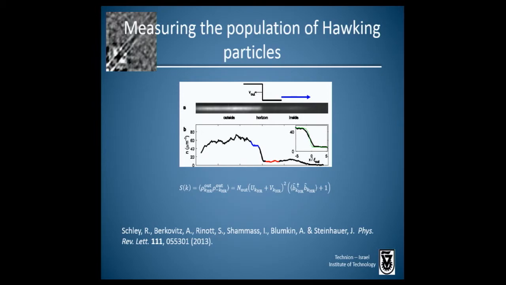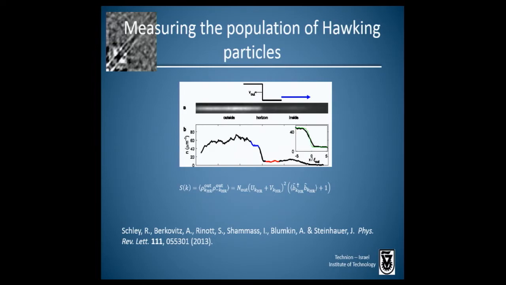So we can also extract the population of the Hawking radiation. So we look in this blue region, and we compute the power spectrum of the fluctuations in this region. And this is using a technique which we developed working up to observing Hawking radiation.